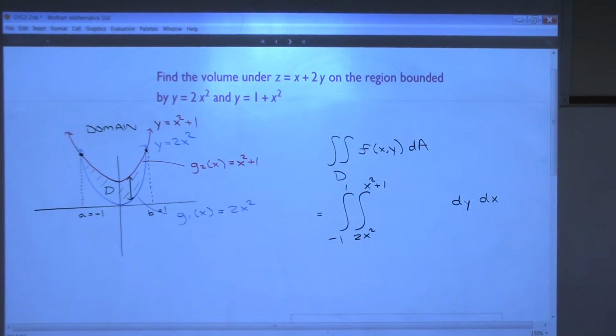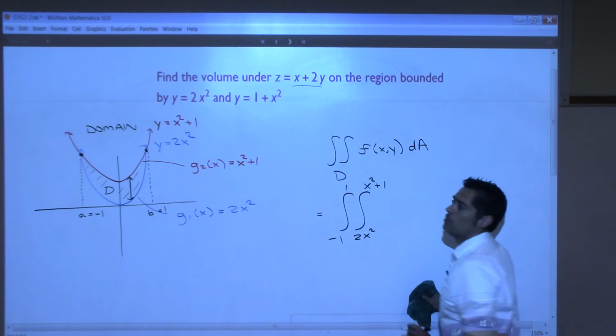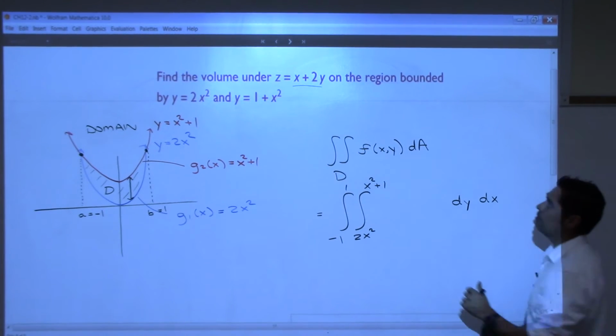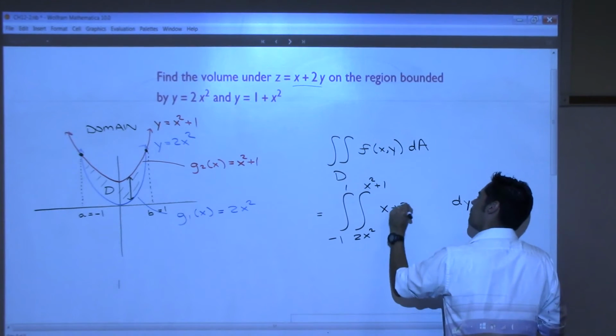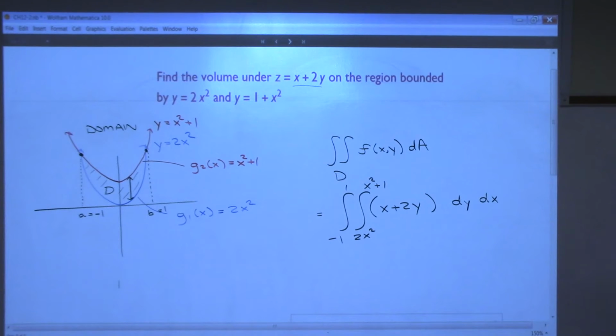And then the actual function that we're integrating is what? This right here, right? That's the surface above that we're trying to find the volume underneath. So x plus 2y. That's it right there. This is our type 1 region.